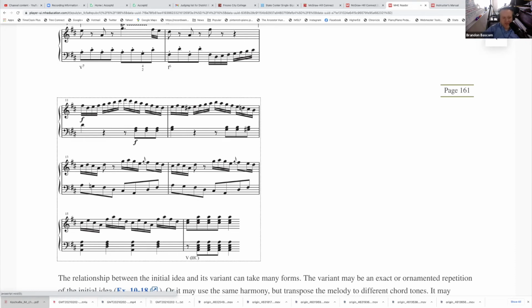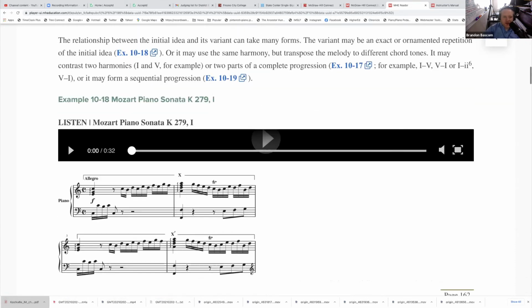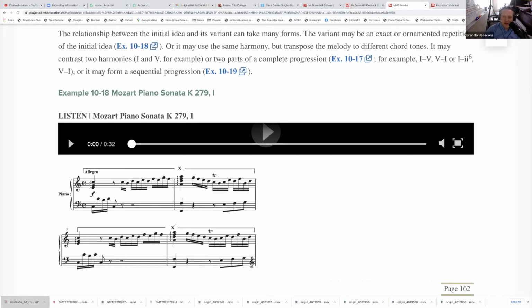So it says, the relationship between the initial idea and its variant can take many forms. The variant may be an exact or ornamented repetition of the initial idea, or it may use the same harmony but transpose the melody to different chord tones. It may contrast two harmonies, dominant and tonic, for example, or two parts of a complete progression, for example, 1-5-5-1 or 1-2-6-5-1. Or it may form a sequential progression, like it does in example 10-19.